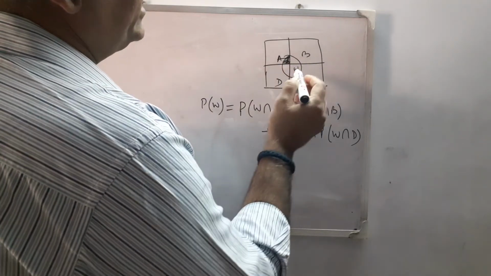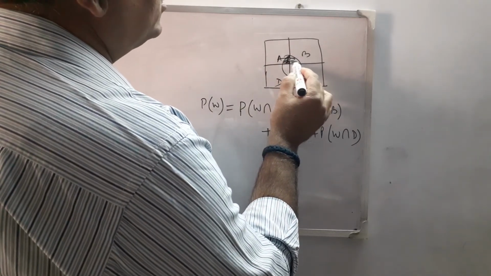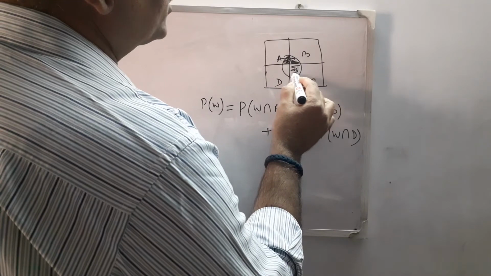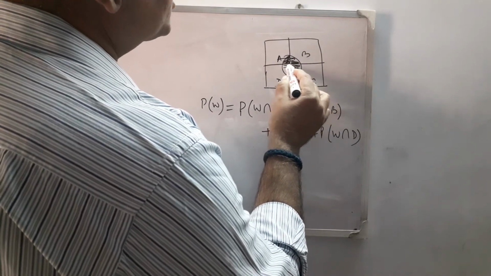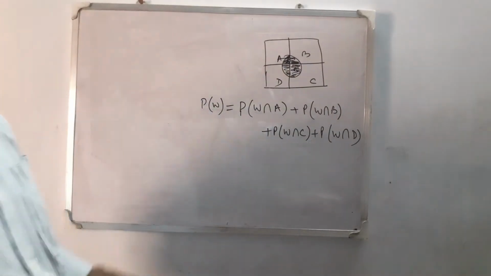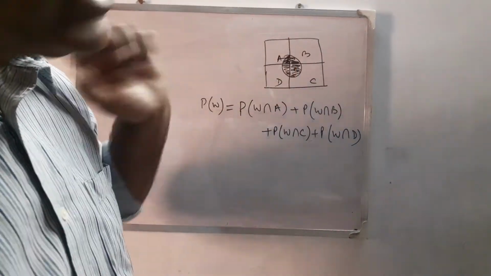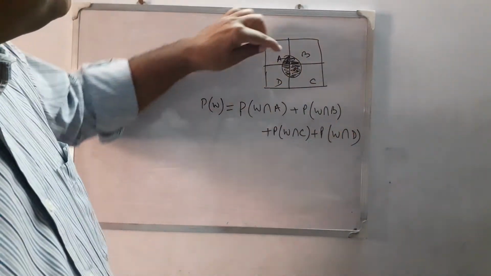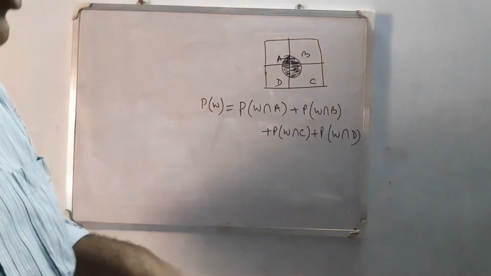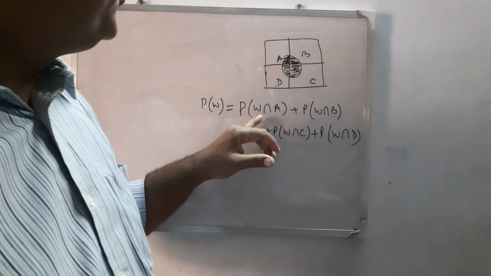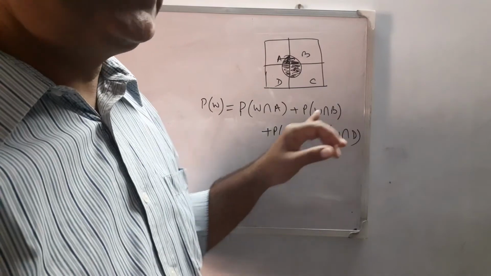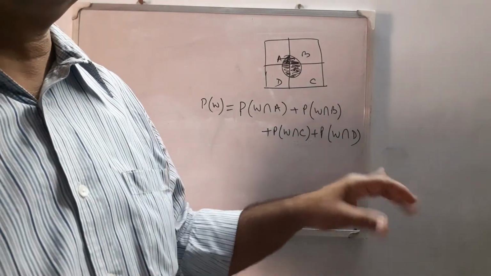WA. Then WB is this portion. Then WC is this portion. And then WD is this portion. Now, all the common portions of W with these four events, if you add them, you will find the whole circle of W. So PW, you can write as W intersection A plus W intersection B plus W intersection C plus W intersection D.